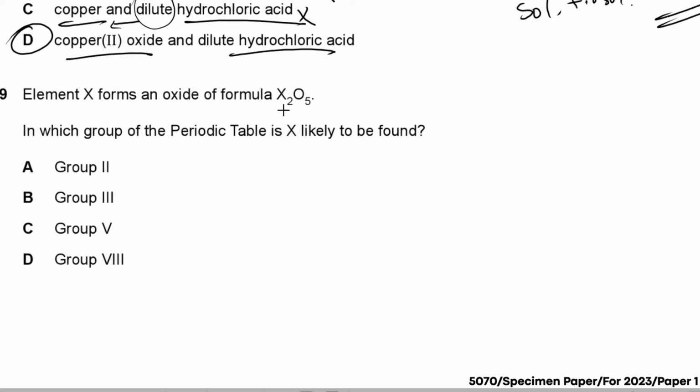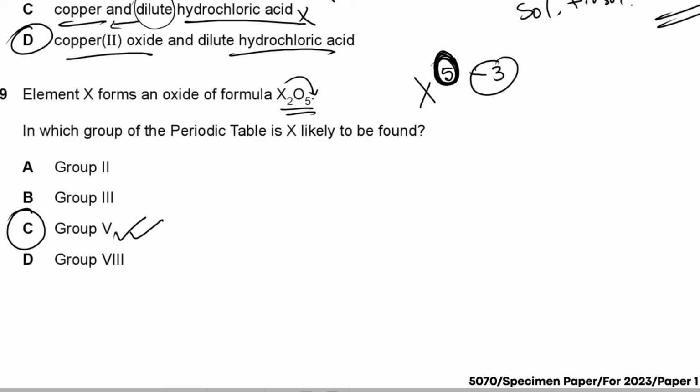Element X forms an oxide of this formula. In which group of the periodic table is X likely to be found? So X is 5 over here. So it has 5 electrons in its valency shell. And if it's gaining 3 electrons, that means it must have a charge of -3 in order to form ionic compounds. A charge of -3 is formed by group 5 of the periodic table, or the elements of group 5. So the answer is going to be C.